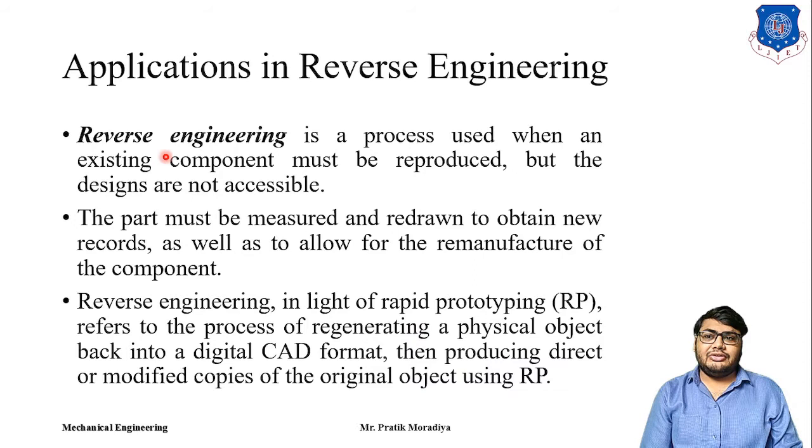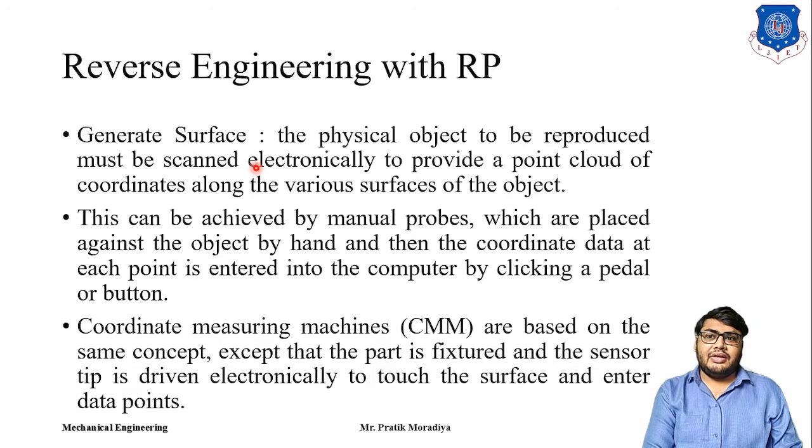But when we are doing this reverse engineering, the first important step is to convert the existing component into a design. So first thing is to generate a surface. That means converting the physical object into a design. So how can we generate the surface? We can use some methods to generate a point cloud, which is basically a set of points in the 3D space which define some points on the object, and from this point cloud we can generate our surface, and from that surface we can generate a product with the help of rapid prototyping.